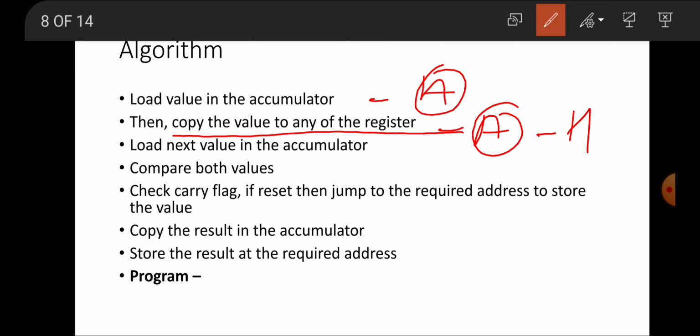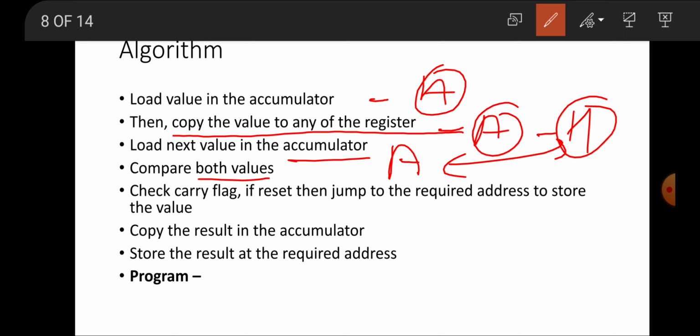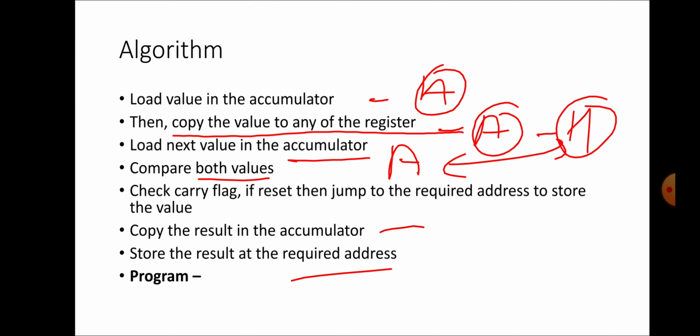Now load the next value into the accumulator. We load the next value that needs to be compared, and compare both values. Now the accumulator has the second value, and H has the first value, so we compare them to see which is larger or smaller. Now check the carry flag. If reset, then jump to the required address to store the value. Copy the result in the accumulator and store the result at the required address. So this is exactly how the algorithm works.